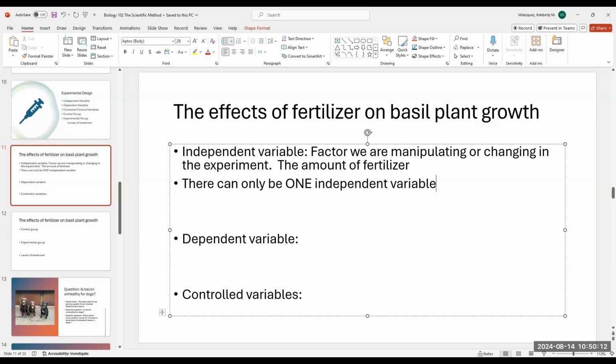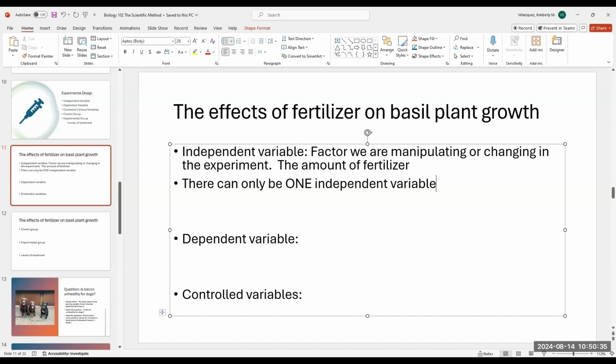The more factors that differ in this experiment, the less likely you are to make the conclusion that it was based on the fertilizer. So we really want to make sure the only thing we're manipulating or changing in this experiment is the amount of fertilizer. So every experiment can only have one independent variable. And that's very, very, very important.